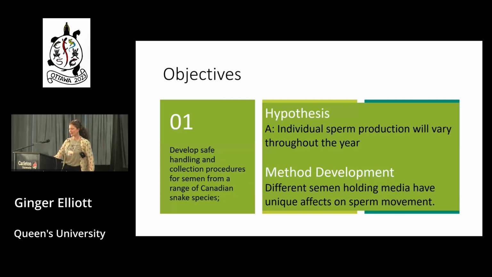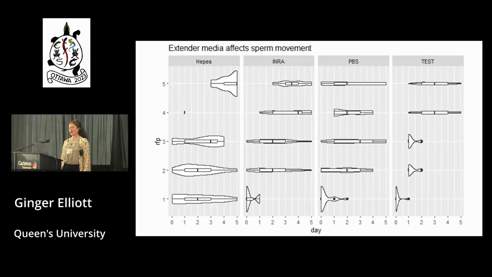So then just really quickly to touch on method development, because I thought it was really cool. Snake sperm is easily able to keep a straight line moving well for 5 days when kept in certain mediums in the fridge. So right now we're using 4 mediums. You can see that a score of 1 close to the bottom, that means those sperm are moving really well. They're going in a straight line. So you can see there's clear differences between the different types of media we're using.